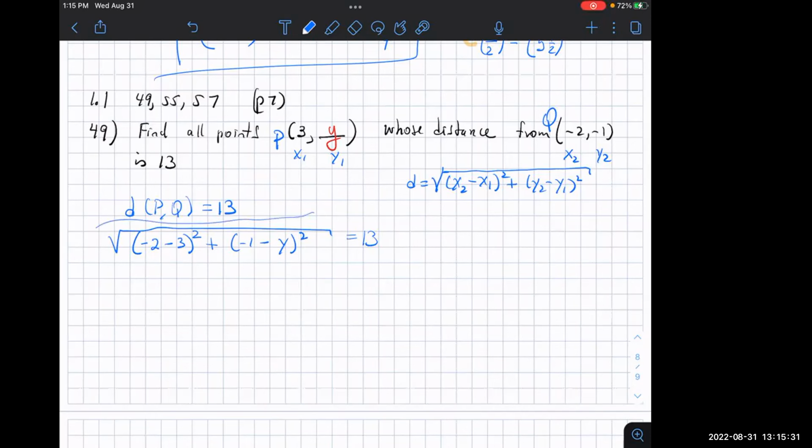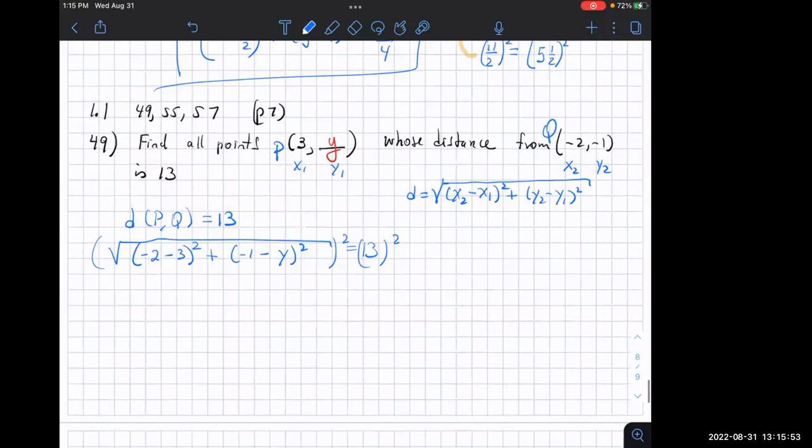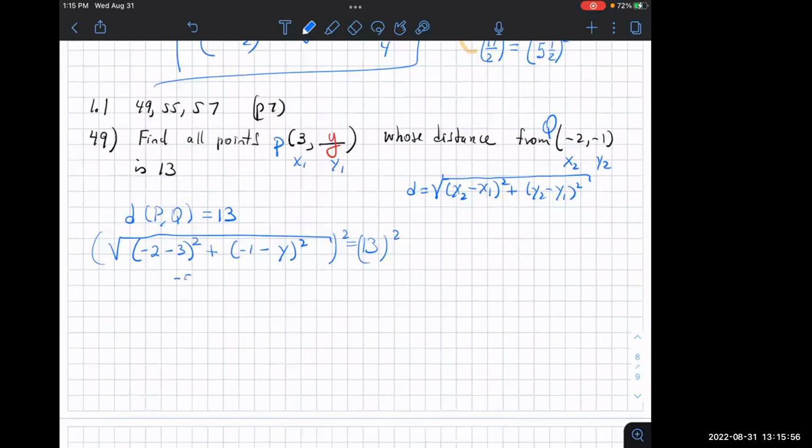So now here, if you look carefully, there is only one variable, right? And it's an equation, there's an equal sign and two sides. So basically what you have to do from now on is solve for y. Now we can get rid of the square root by squaring both sides. And then we simplify, so you get -2 minus 3 is -5 squared plus (-1 minus y) squared equals 13 times 13, which is 169.